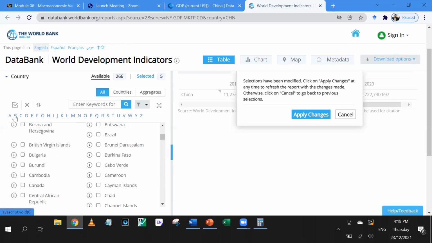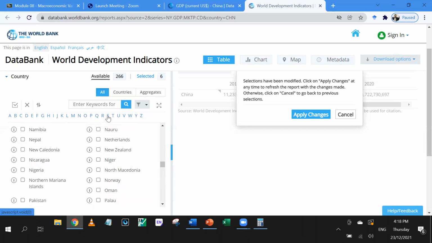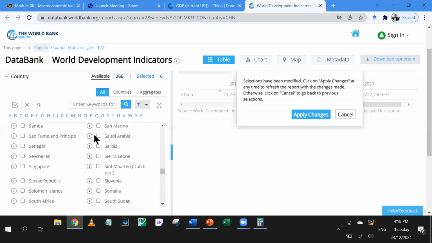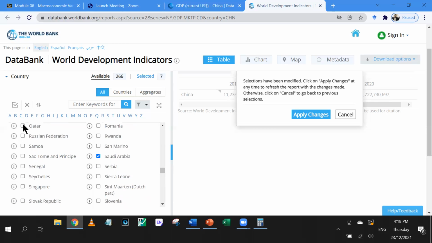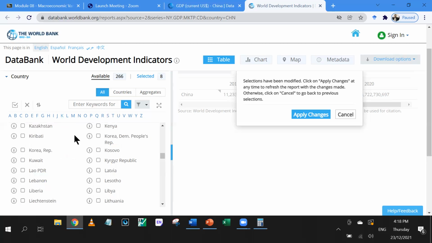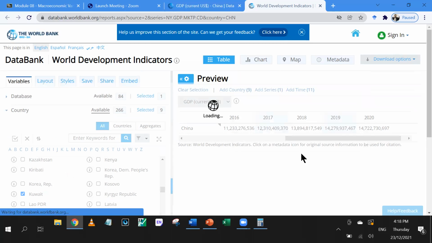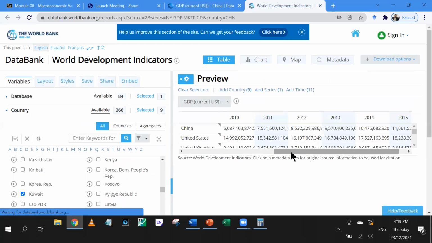Bangladesh you can add too. Bangladesh, then you can say Kingdom of Saudi Arabia. Saudi Arabia here. And I'd like to add Kuwait and Qatar. I'm just selecting some countries from different continents, and they are actually good. Kuwait. Could you find apply changes? Okay. Now I want to show that in a chart.